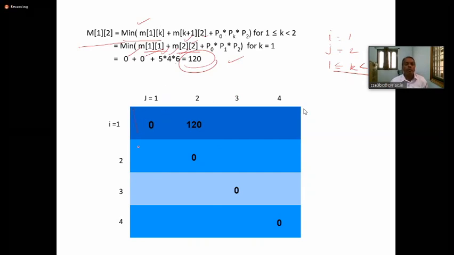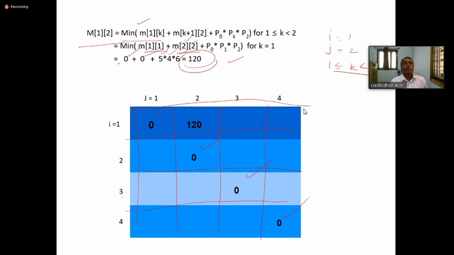How many matrices are there? 4 matrices are there. 4 matrices you have to draw like this. Okay, here 1 to 1 is 0, always directly connected. 2 to 2 is 0, 3 to 3 is 0, 4 to 4 is 0. Okay, are you clear now?